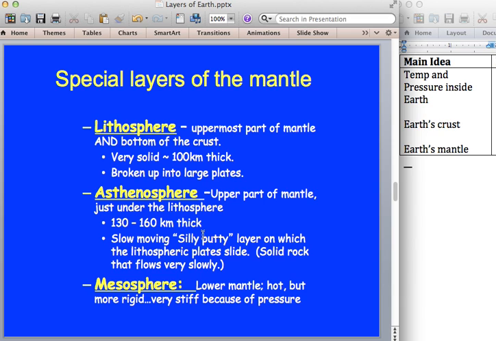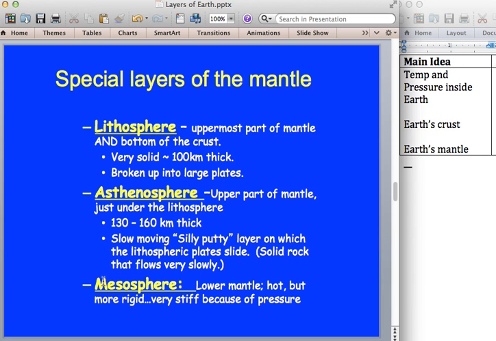Just under the lithosphere, and this is a kind of slow-moving, silly putty-like layer. So it's still considered to be solid rock, but this is almost a peanut buttery texture, right? So it's not a liquid. It's not just going to slosh everywhere. It's not magma underground, but it's kind of a gooey, plasticky rock that can move slowly.